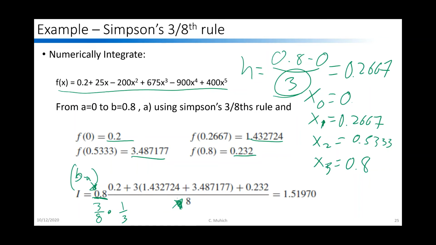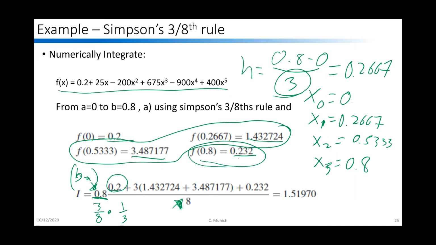I then can go in and use Simpson's 3/8 rule, which says take f of x0 out front plus 3 times the interior points. So if I look at my interior points, they're right here. So 1.432 plus 3.487 plus my last term is just that last point. I can plug all these numbers in and I get 1.5197. So we're sort of starting to converge to our correct answer.